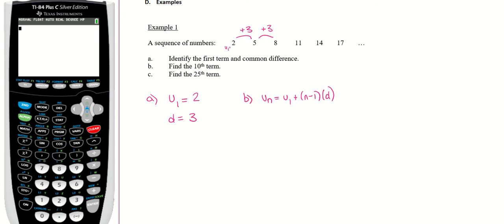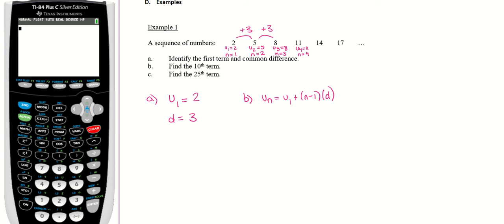So u1 is 2, but for this term, n is 1, because n is where it falls in the list. So for the second term, u2 is 5, but n for this term is 2, because it's the second one in the list. For 8, u3 is 8, n is 3. u4 is 11, n is 4.